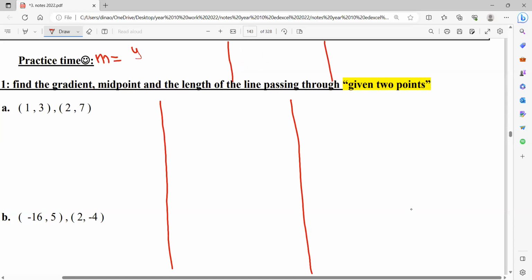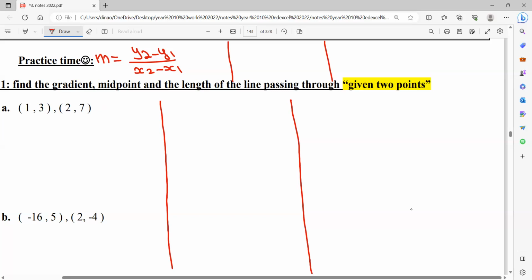Now this is the first rule, y2 minus y1 over x2 minus x1, and as we said, this is the gradient rule. This is the gradient rule. Now find the gradient of the line. The question here is divided into 3 parts, but we are focusing now on the gradient. Find the gradient of the line that passes through these 2 points. How do I use the rule?